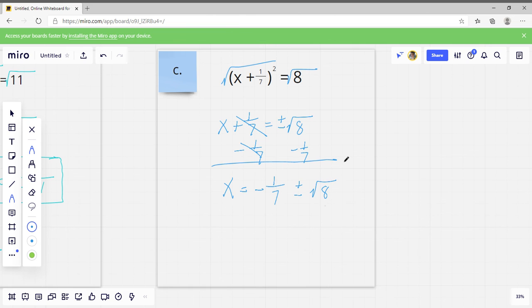Now, the square root of 8 right here, we're going to want to break that down to the square root of 2 times the square root of 4. Okay, and then 4, we can square root that. We know the square root of that is 2. So the actual answer is x equals negative 1 over 7 plus or minus 2 times the square root of 2. All right, so that's the answer to that one. Make sure that you break down any roots that you can. Okay, so try to break those down the most that you can, simplify as much as you can.